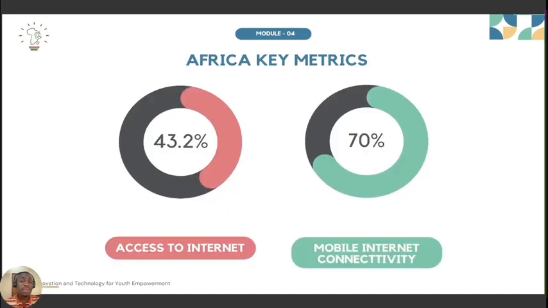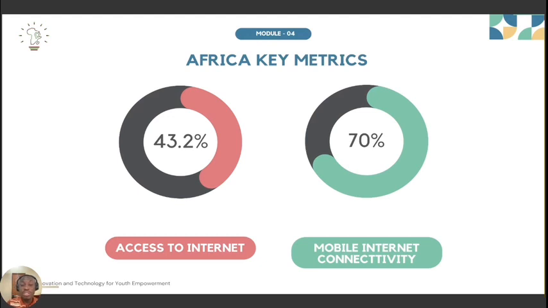So here are some key metrics when it comes to Africa as we know it. Now, the whole of Africa currently has about 43.2% access to the internet. And right now, the internet is a very major tool in terms of technological advancement, because it's a place where knowledge can be gotten, a place where knowledge can be shared, a place where there's always a flow of information, because the power of technology is information, right? A lot of things are happening. So right now, the whole of Africa has about 43.2% access to the internet.